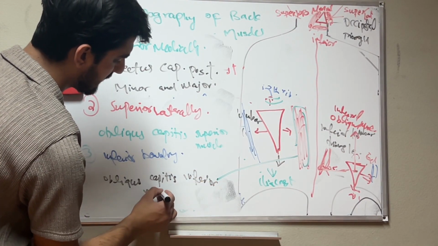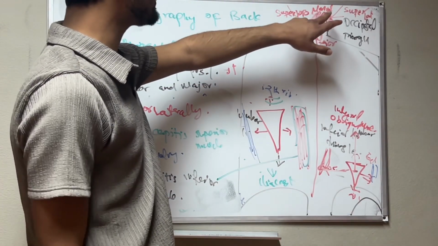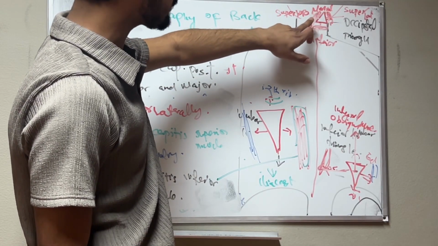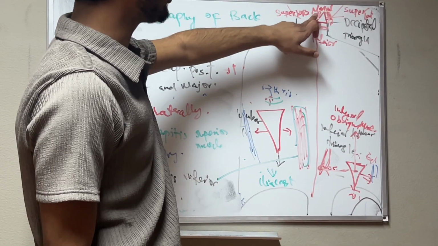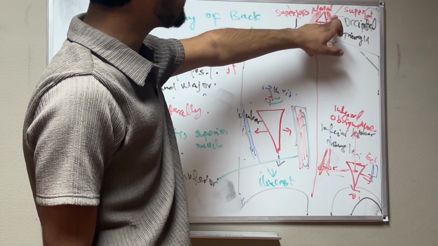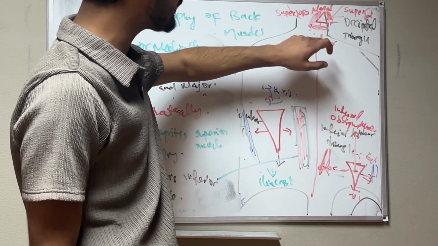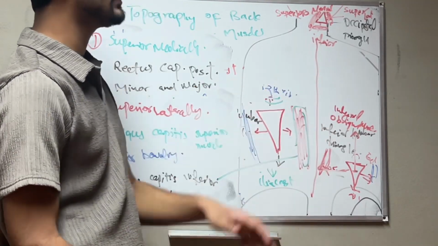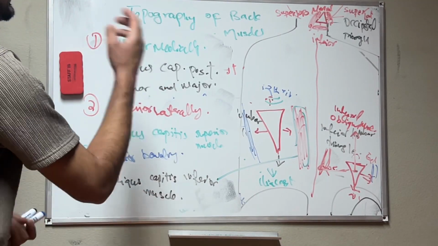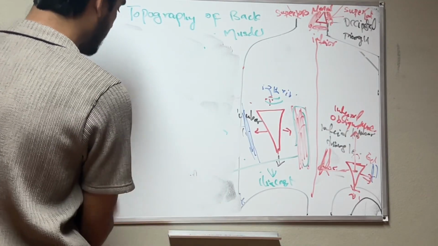This is the occipital triangle which we discussed. It is located between the suboccipital muscles. Superior medially we have the rectus capitis posterior major and minor muscles, superior laterally the obliquus capitis superior muscle, and the inferior boundary is the obliquus capitis inferior muscle. This is the occipital triangle in the topography of the back muscle.